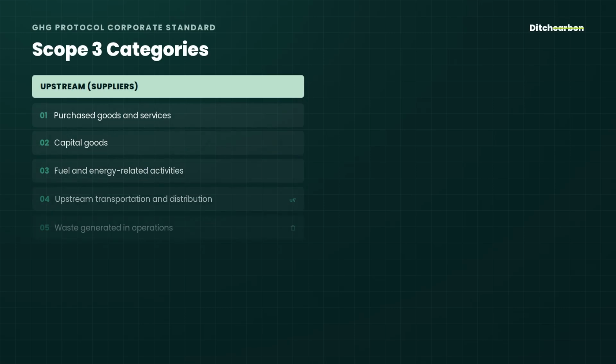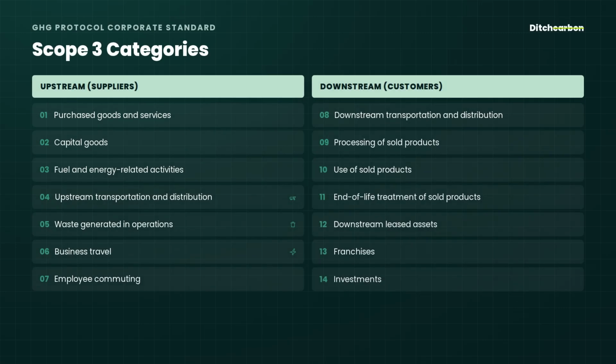The GHG protocol, which is the standard most companies follow, breaks this down into 14 categories. 7 sit upstream, covering things like purchased goods, capital goods, business travel, and employee commuting. 7 sit downstream, covering how products are used, transported, and eventually disposed of once they leave the business. That's the full map of where Scope 3 emissions can occur.